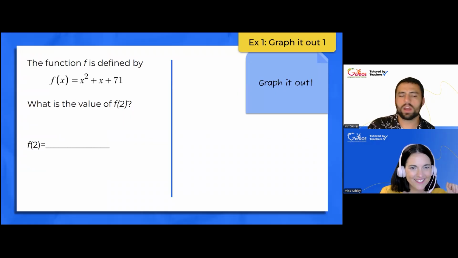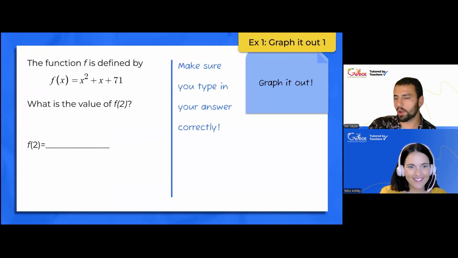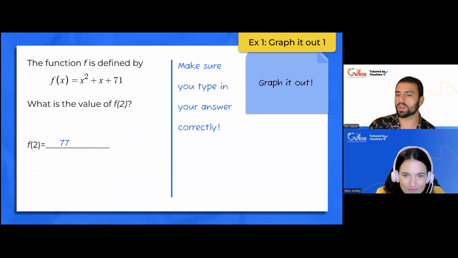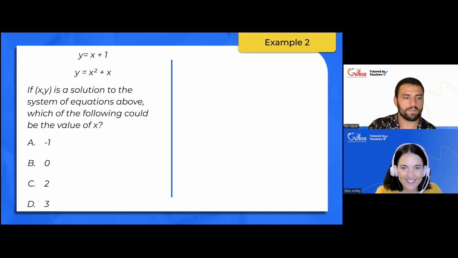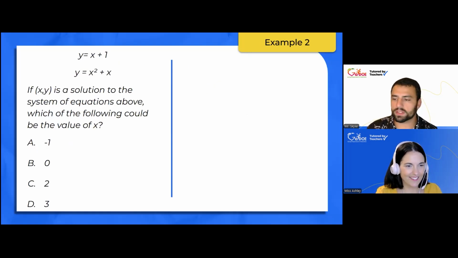Onwards, guys, 91% put 77. Fantastic answer. Remember, if you're crushing these problems, the important thing to take away is the tool. So I hope that you learned a little trick and tip on that one. Fantastic job. Now, we're going to pull up another example, and this one's going to be a system of equations.